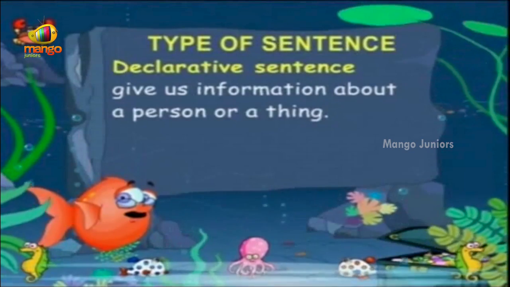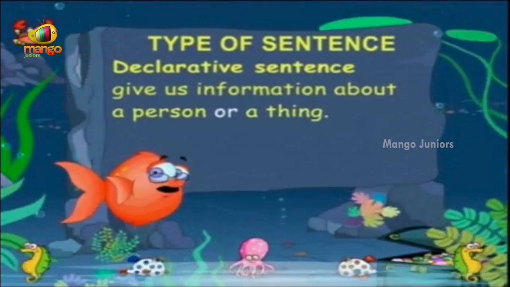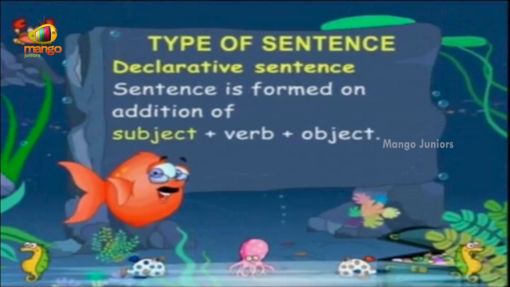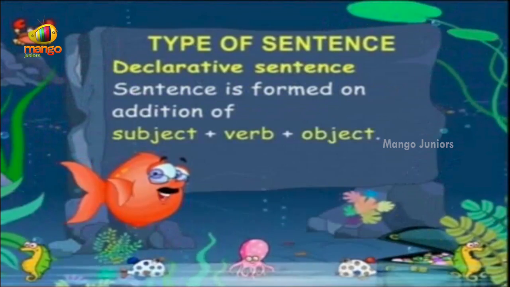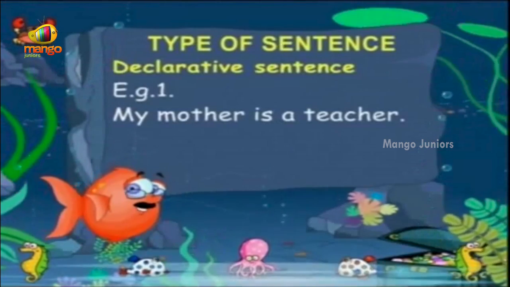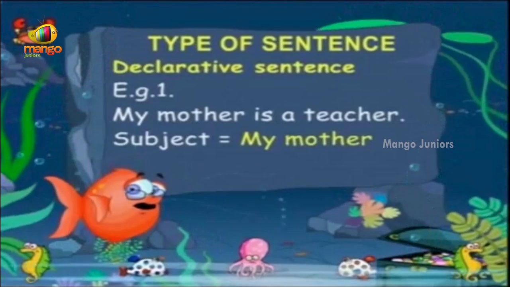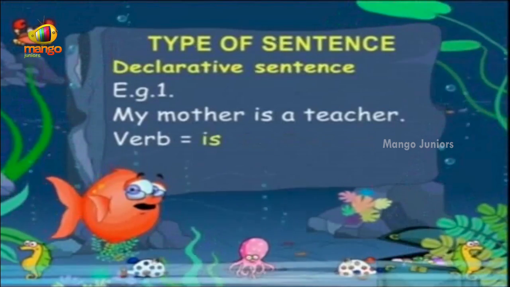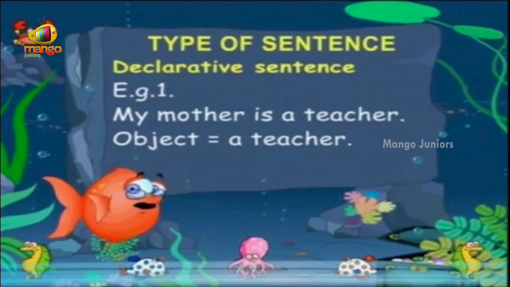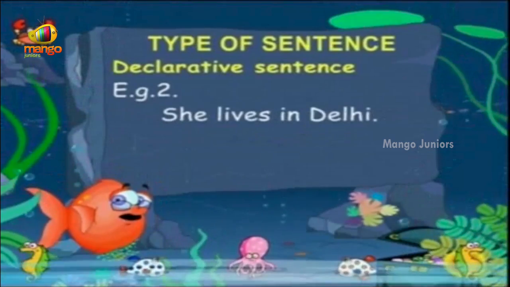Declarative sentence gives us information about a person or thing. A sentence is formed on addition of subject plus verb plus object. Example, my mother is a teacher. Subject is my mother. The verb is. And the object in this sentence is a teacher. She lives in Delhi.